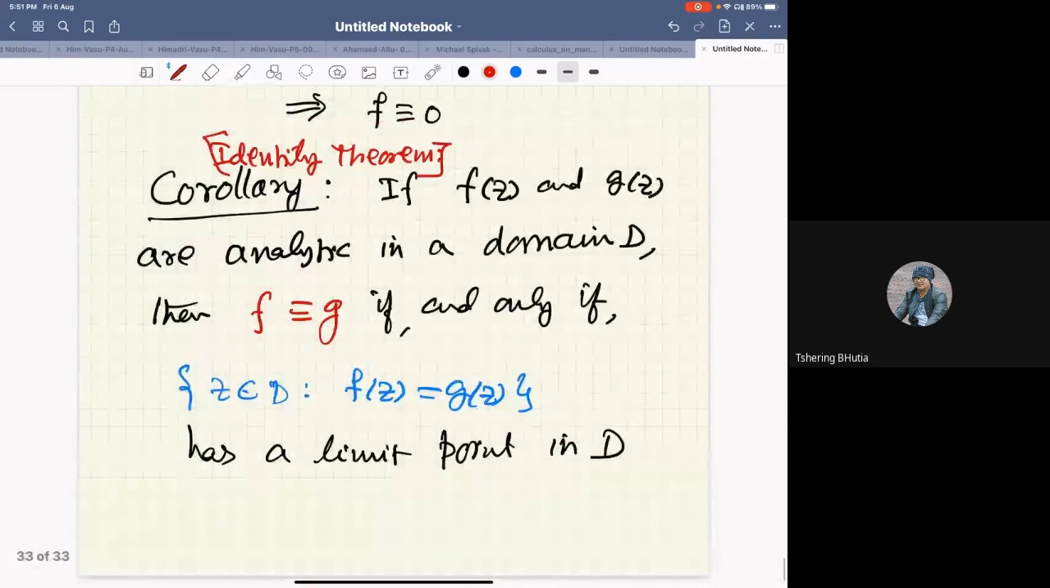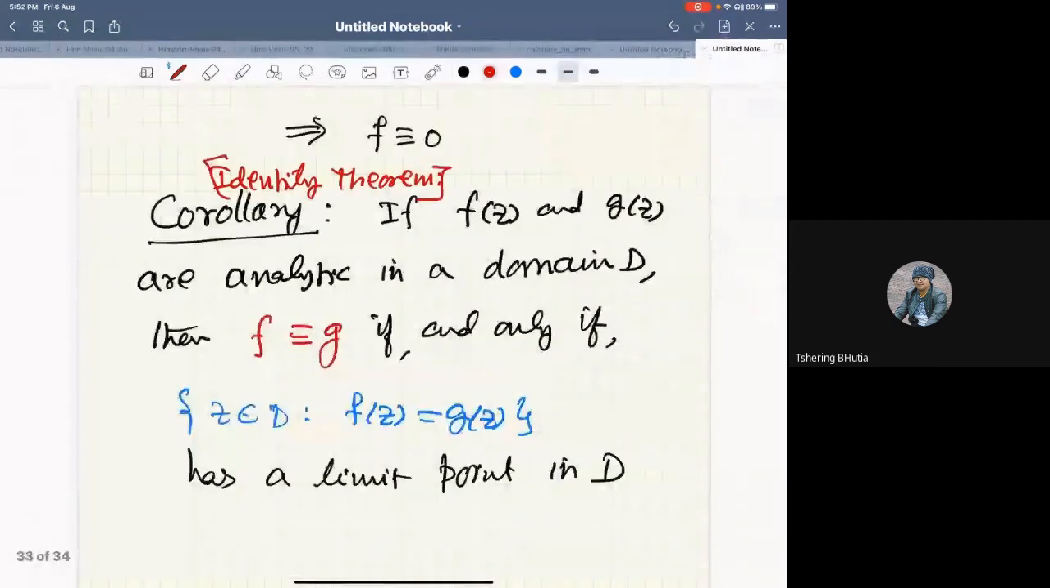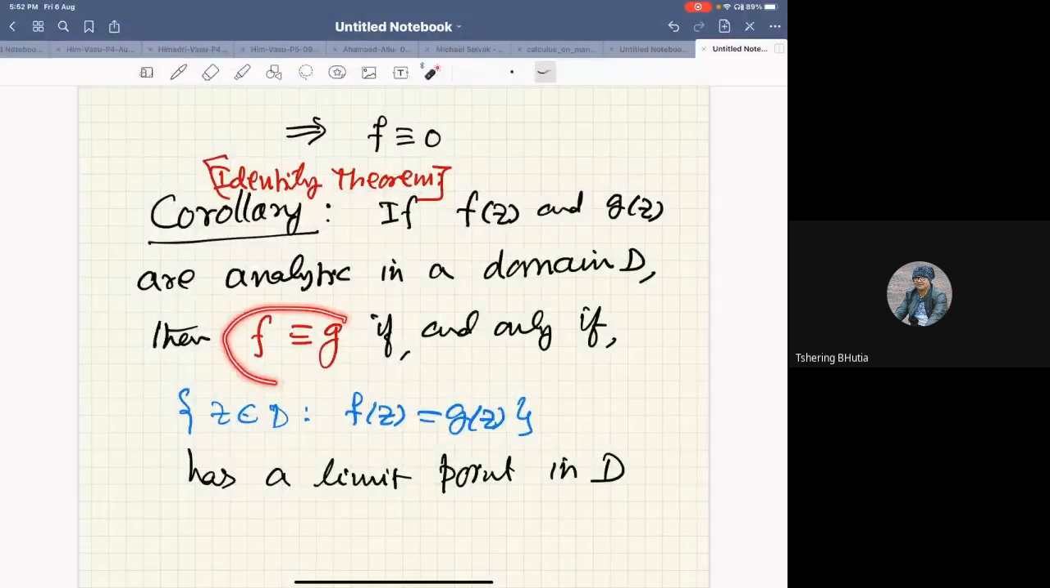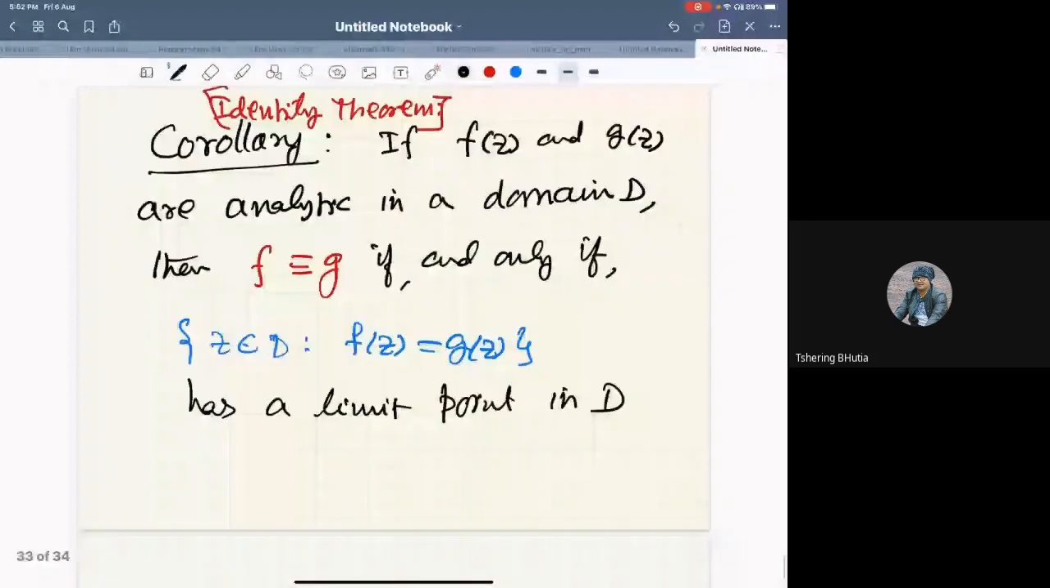So the proof is very simple. If we take h as f minus g, then we want h identically equal to 0. Now I will use one of the three equivalent conditions for h identically equal to 0. Then the result will follow.